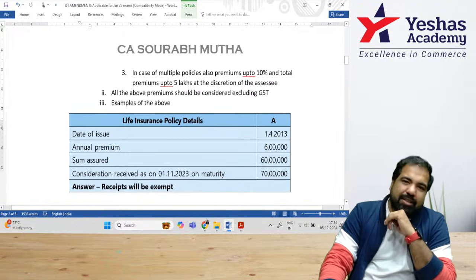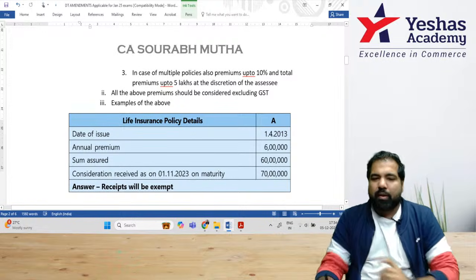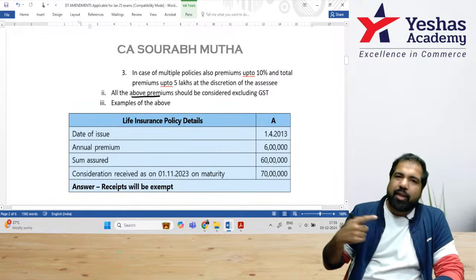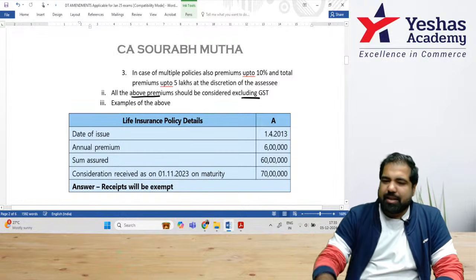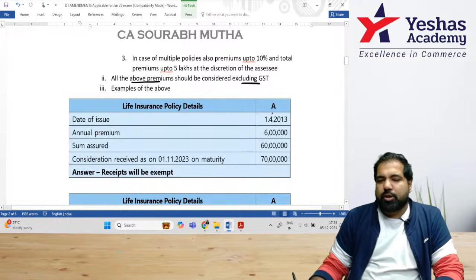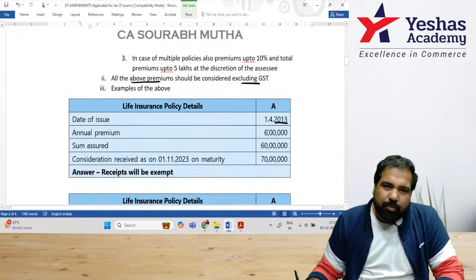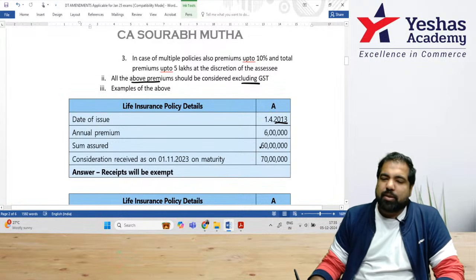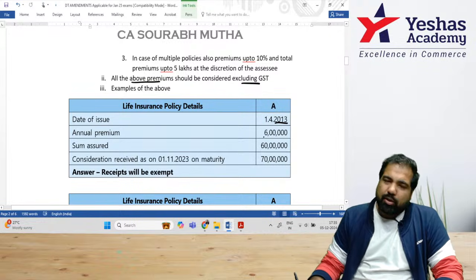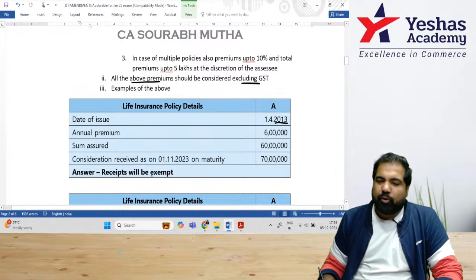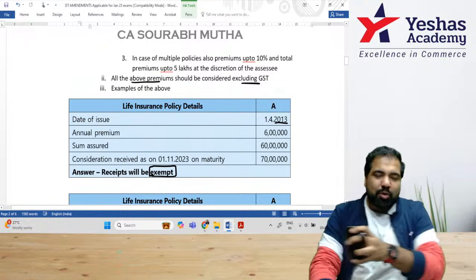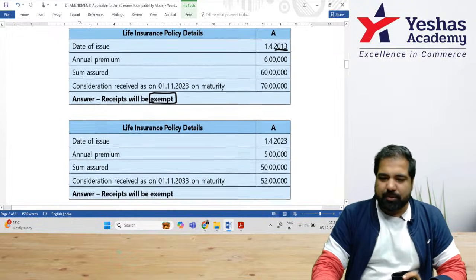Let's take an example and let's see if you're understanding this. And remember, all the premiums, of course, are with GST. So you have to exclude the GST amount and then compare the 10%. Let's see the example. A policy issued in 2013 will not be bothered by this. So all you have to check is low premium. 60 lakh sum assured. 10% is basically 6 lakh. You are paying 6 lakh annual premium. Is it low? Yes. So when you get the money, it will be fully exempt. This has no amendment because this policy is taken long back. The amendment has no impact on this.